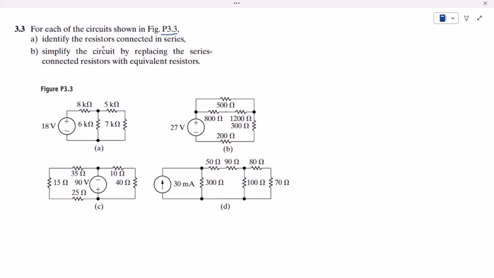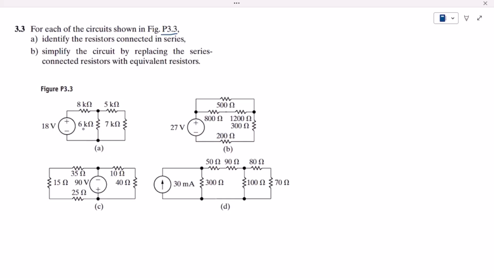For it, A, I have to identify the resistors connected in series, and B, simplify the circuit by replacing the series connected resistors with equivalent resistors. Okay, so here first of all let us identify which of them are the resistors connected in series with the other one. So let us start from part A of our question.